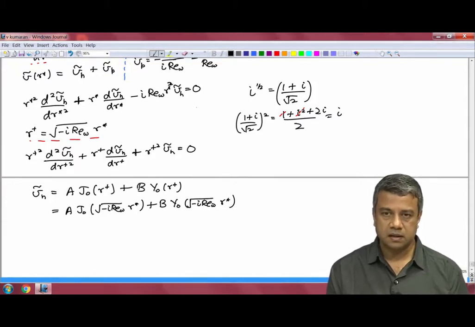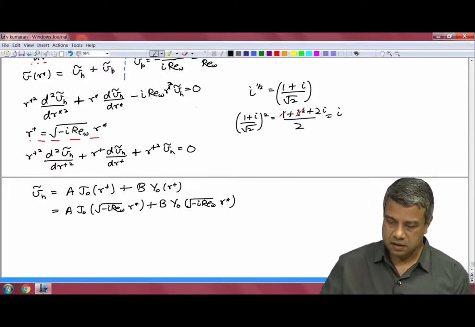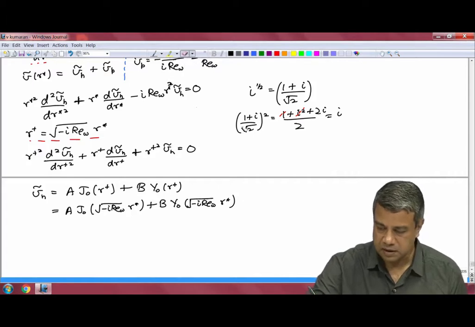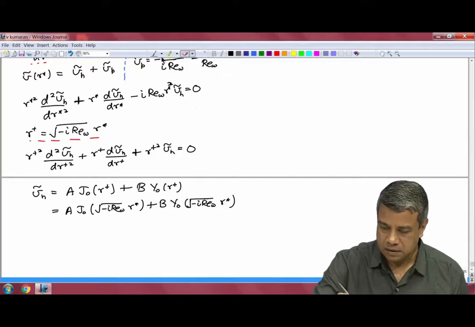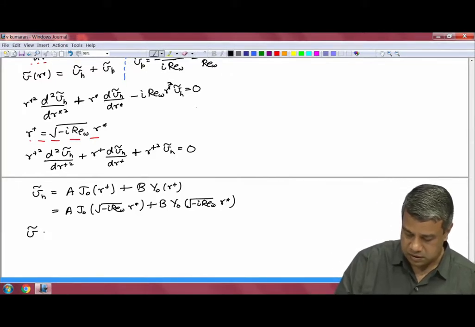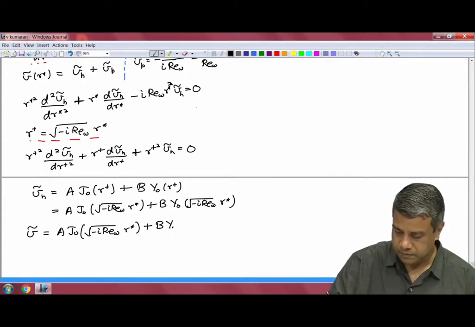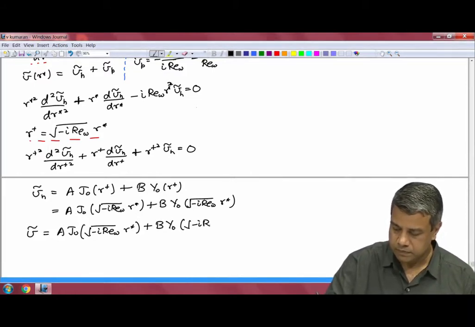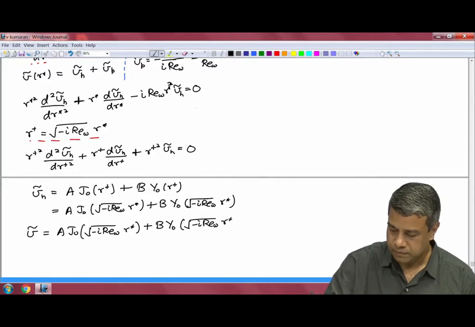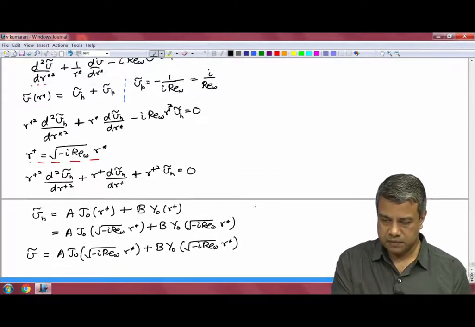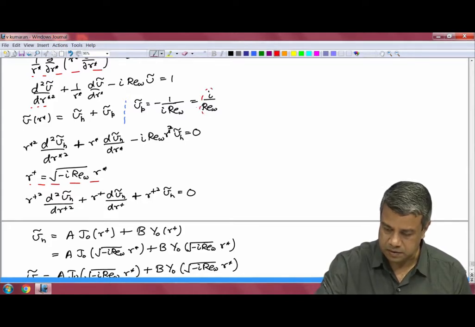So, these are in contrast to what we had for the heat conduction case. This homogeneous part is a complex function. Okay. It is a complex function of R. It is the Bessel function, but it is a complex Bessel function. Okay. And then the total solution is equal to the homogeneous solution plus the particular solution.